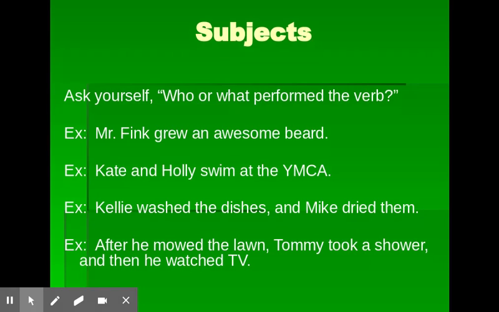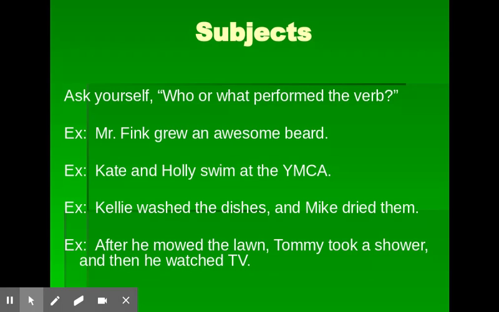Dried is our verb, and Mike is our subject. And finally, in our last example, we have multiple subjects with multiple verbs. So let's go through each one. We have our verbs would be mowed, took, and watched. And then there's either a noun or a pronoun that goes along with that for the subject. He mowed, Tommy took, he watched.